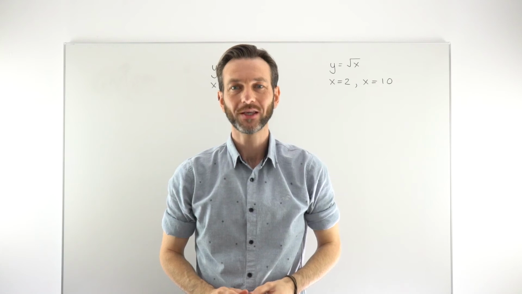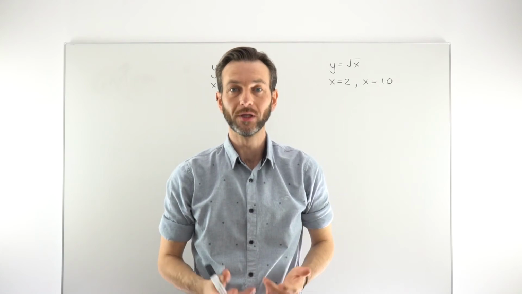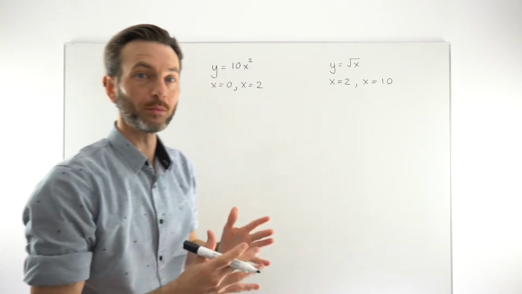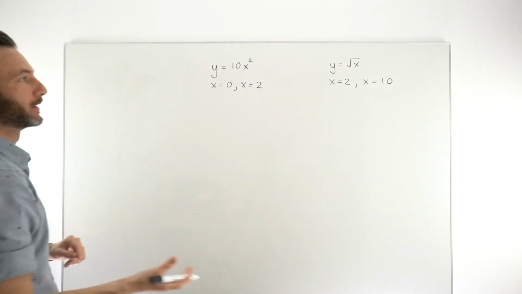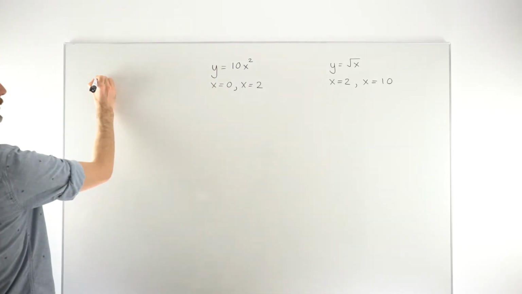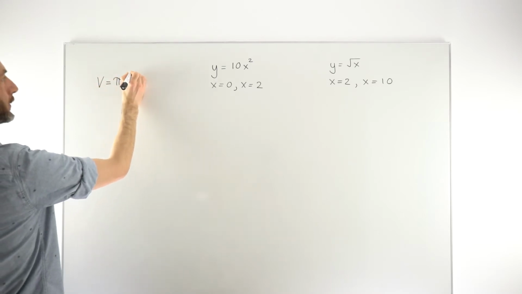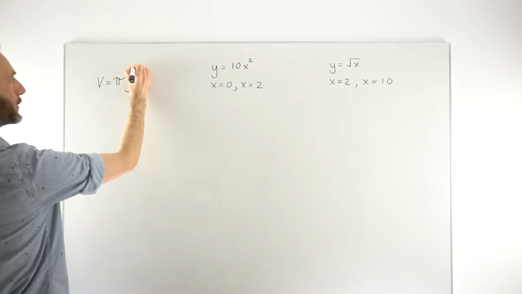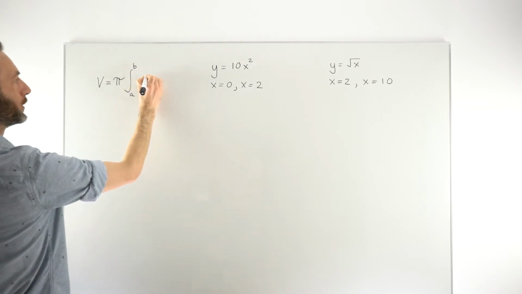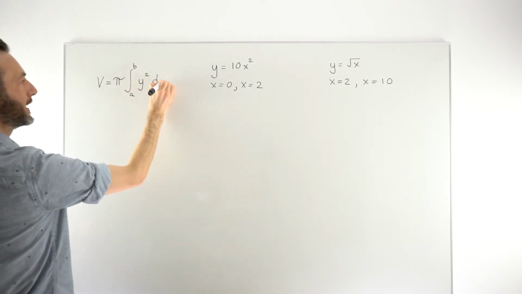In this class, we're going to consider volumes of revolution around the x-axis. So the formula for this, which we looked at in the previous class, is the volume of revolution is given by pi times the integral between the limits a and b of the function y squared dx.